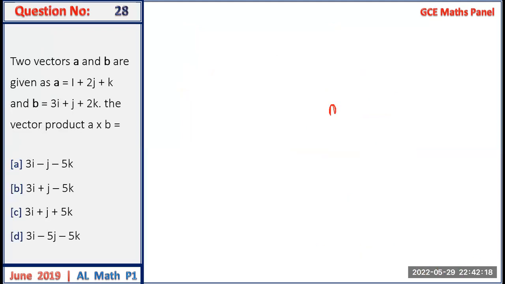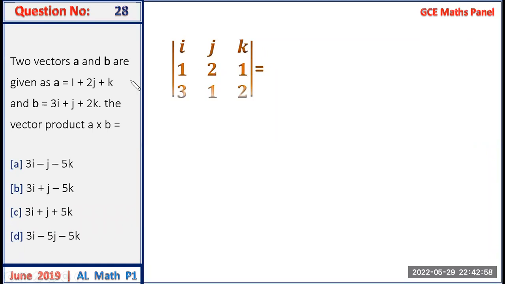Question 28. Two vectors A and B are given as A is equal to i plus 2j plus k, and B is equal to 3i plus j plus 2k. The vector product A cross B is equal to, how do we get the vector products? So you use the matrix way. Are you talking about this one? Yes, madam. That's what I'm talking about. All right. So thank you, madam.